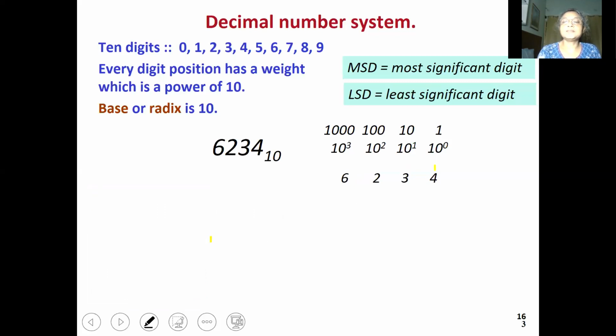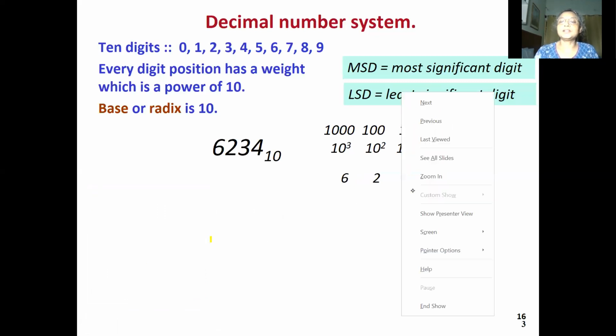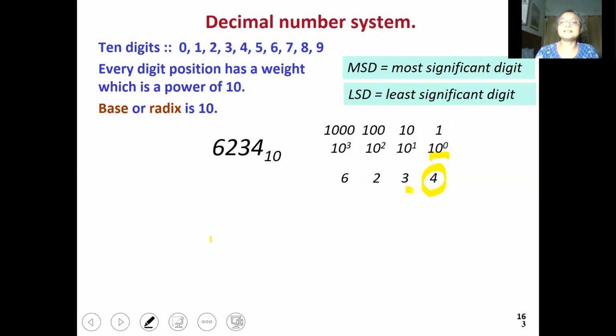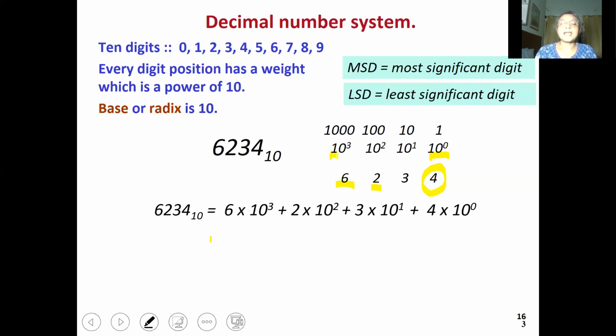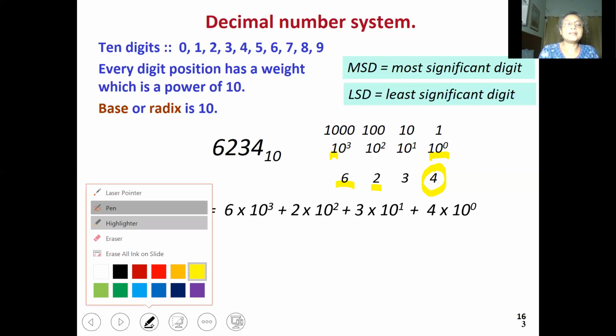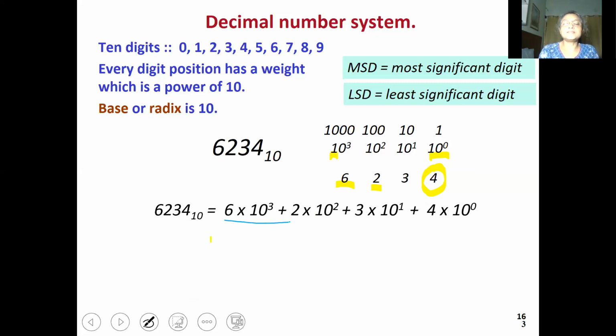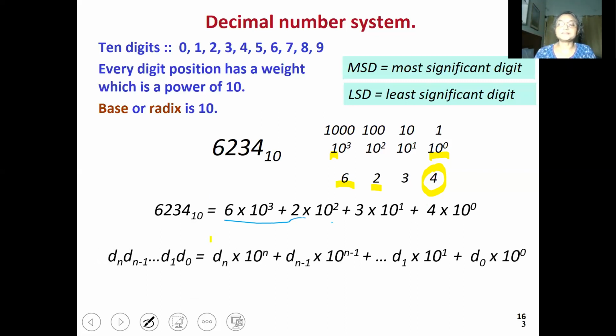So the least significant digit, 4, has the positional weight of 10 to the power 0, that is 1. Then 3 has the positional weight of 10 to the power 1, that is 10. 2 has the positional weight of 10 squared, that is 100. And 6 has the positional weight of 10 cubed, that is 1000. And therefore, this number can be written as 6 into 10 cubed plus 2 into 10 squared plus 3 into 10 to the power 1 plus 4 into 10 to the power 0.